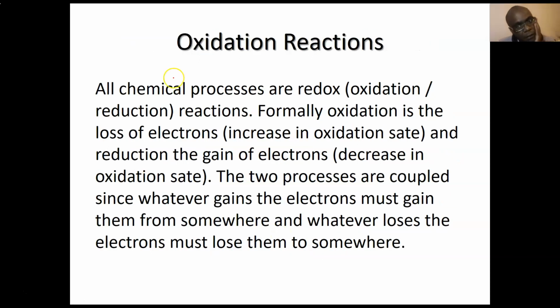I told you what oxidation is. It could be the loss of electrons. It could be an increase in oxidation number because you're losing electrons. Reduction will be gain of electrons or decrease in oxidation state. There's one shortcut you can use called OIL RIG: oxidation is loss of electrons, reduction is gain of electrons. If oxidation and reduction happen together, we call that reaction a redox reaction.